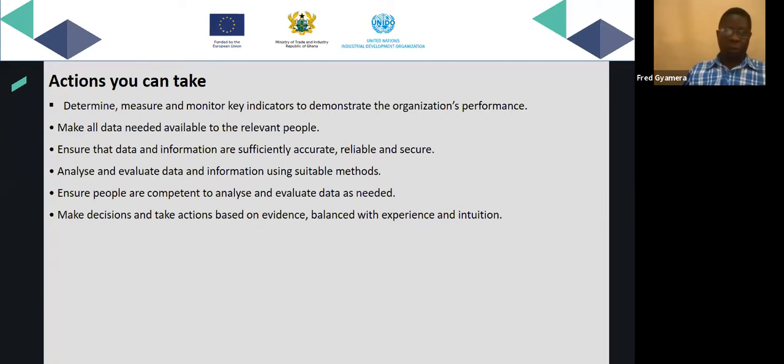So they should be able to analyze and evaluate the data because they have the skills, the competence, the experience, so that you make decisions and take actions based on evidence, balanced with experience and intuition. Balanced with what? Because the person is competent by way of education, skills, and experience.